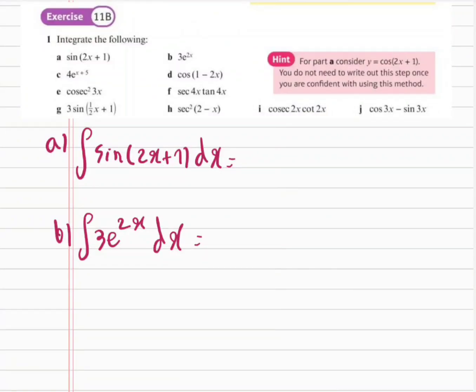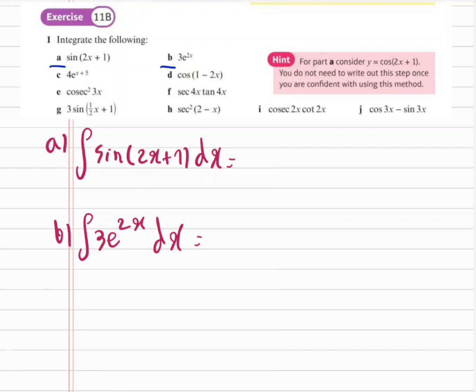Hi everyone, this video is on Exercise 11B, Question 1, and in this video I'm going to do parts A and B. In this section, we are going to integrate some functions by using a technique which is sort of like the reverse chain rule. So the chain rule that we have in differentiation, but here we have sort of the reverse of that. It's not exactly the same thing to say it's the reverse chain rule. But anyway, what we do here is this.